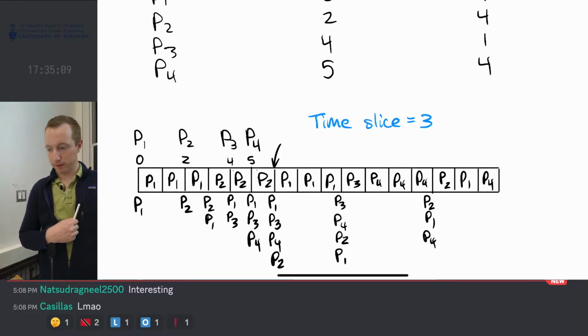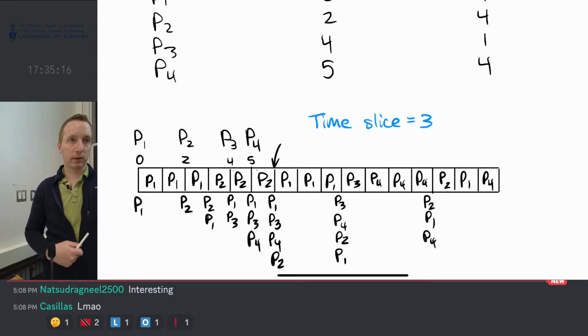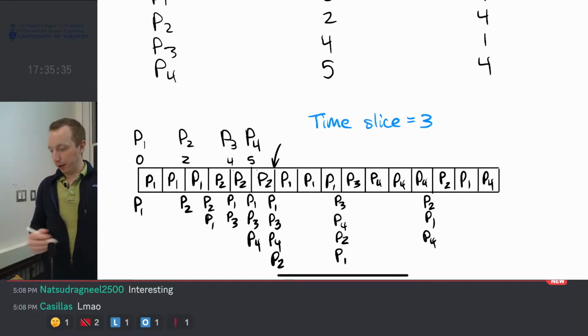Wait, so basically, the reason why P4 immediately gained a new time slice is that somehow we knew that P3 ended there? Yeah, so the scheduler is done by the kernel. So P3 would terminate, the kernel would know about it, and just start a new time slice. Interesting, thank you. All right.